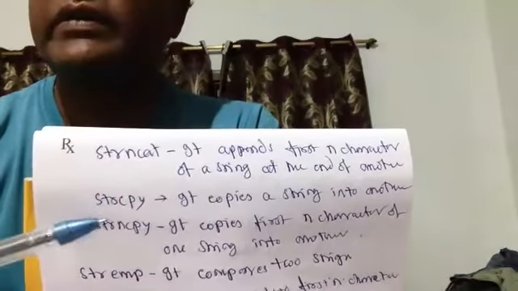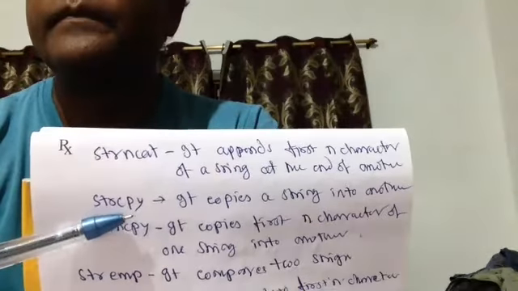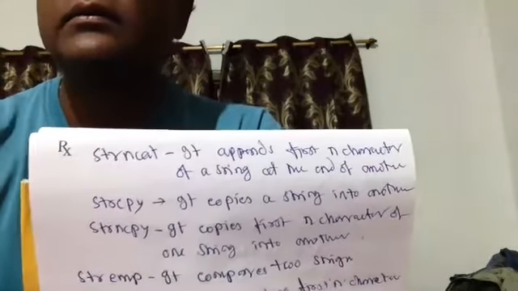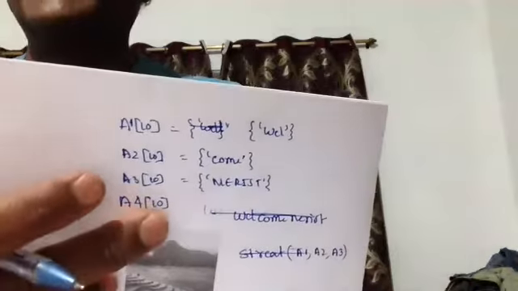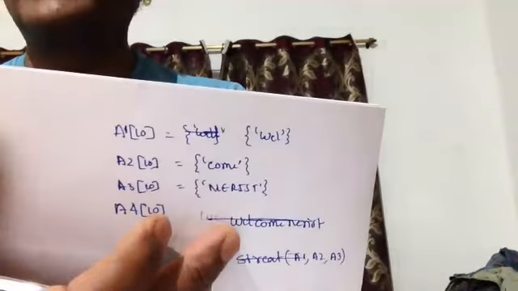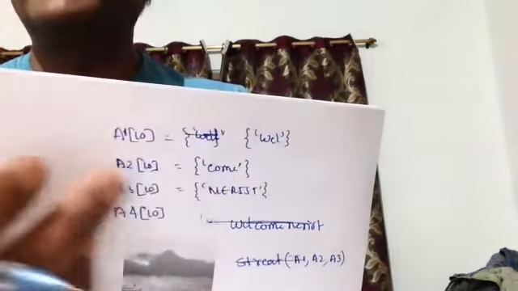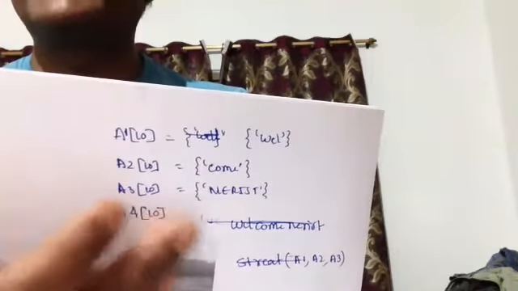Now this is strcpy. It copies a string into another. What does it mean? If I declare another string like A4, I am not assigning any value. A1, A2, A3, A4. So A1 has some value, A2 has some value, A3 has some value, but A4 does not have any value.